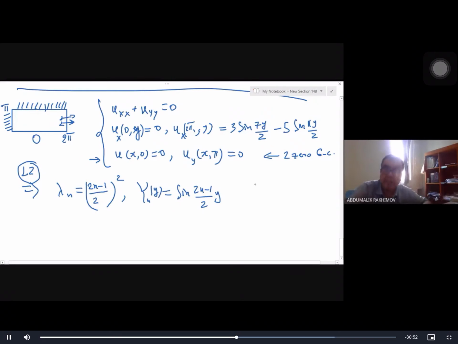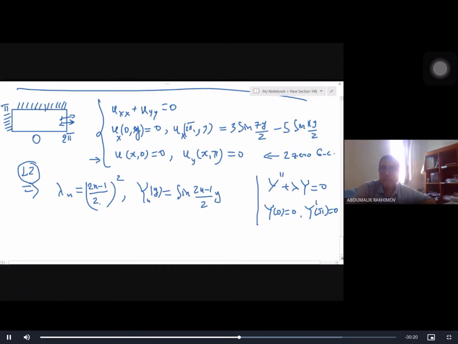Because when you split, you will get this problem with respect to y, with plus: y double prime plus lambda y is equal to 0, y(0) is equal to 0, y prime at pi is equal to 0. So this is the solution. Without splitting, you can write it from the boundary conditions immediately, if you can. Then what will be x?